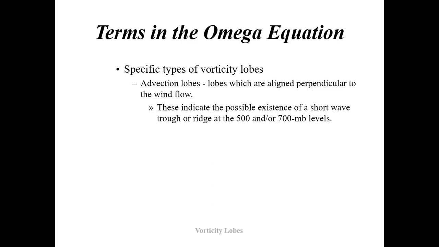These indicate the possible existence of a shortwave, trough or ridge, at the 500 and/or 700 millibar levels. This could be a minor or a major shortwave. These are the weather makers. This is what is associated with those areas of positive vorticity advection and negative vorticity advection.